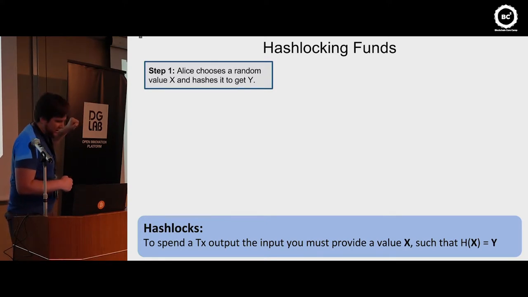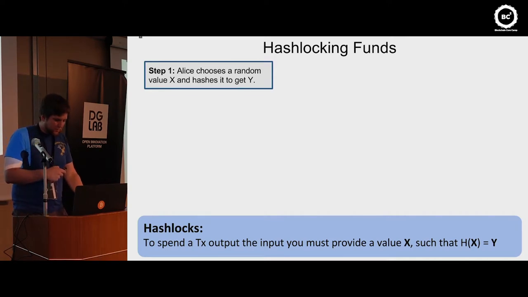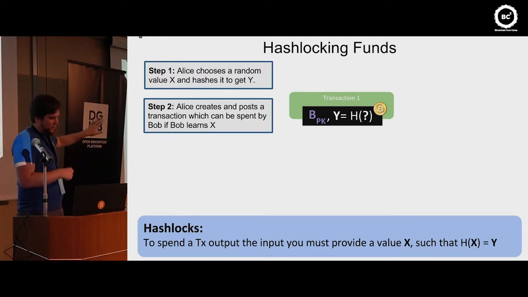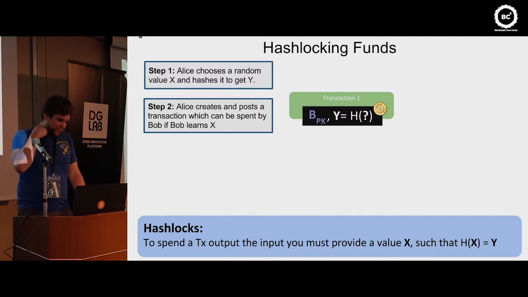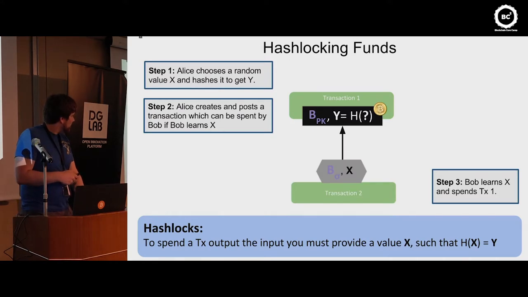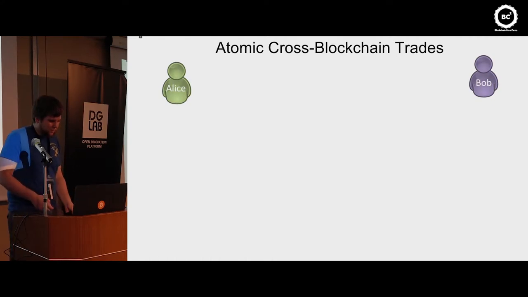So, Alice could choose a random value X and hash it to get Y, and create and post a transaction which can be spent by Bob if and only if Bob learns the value X, denoted here with a question mark. So if Bob learns the value X, maybe Alice sends it to him, Bob can now spend the coins in transaction 1.